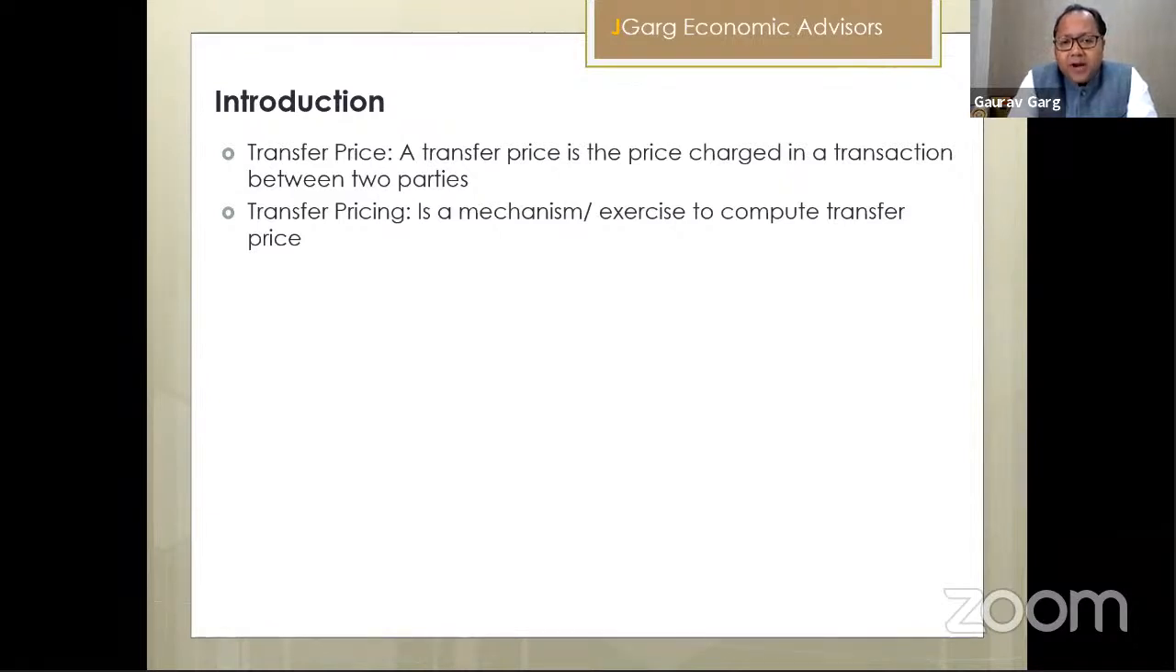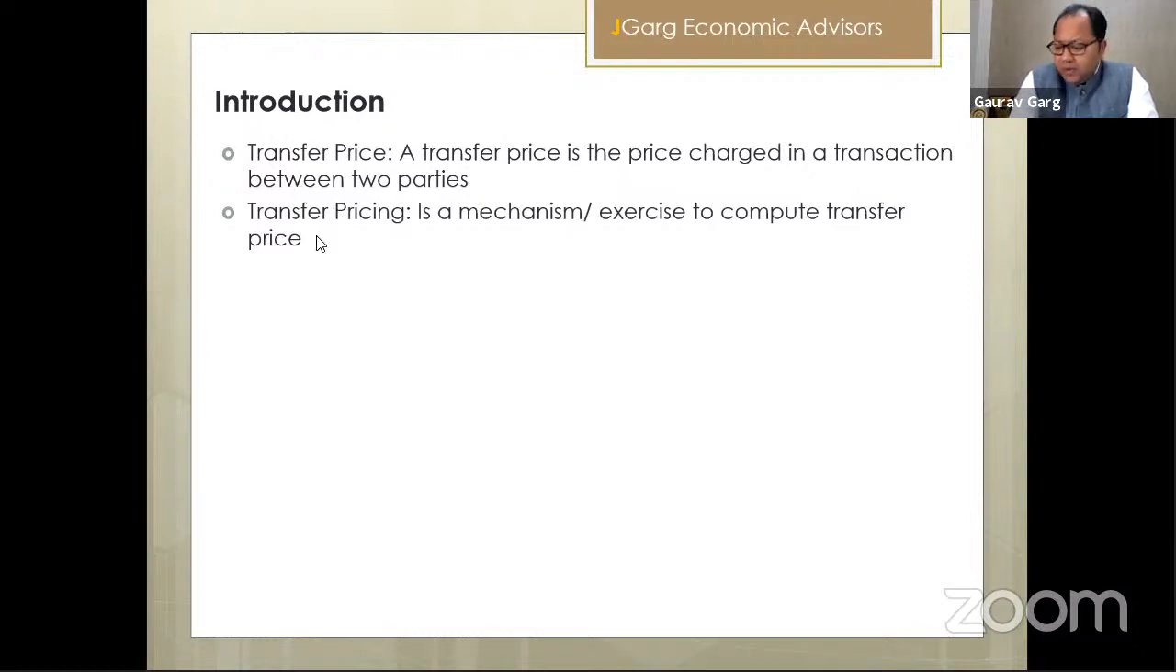As we said, transfer price is the price at which a transaction is taking place. So transfer pricing is a mechanism to compute the transfer price. When it comes to tax, transfer pricing means the price, or a mechanism, that you need to adopt to derive a price for your income tax return. In general, I may be transacting with my AE, my associated enterprise, at some X price, correct? But for tax purposes, what should be the price is something I need to find out, and that I can find out by following transfer pricing. And that's why I'm saying it is a mechanism. It is an exercise that we need to follow.